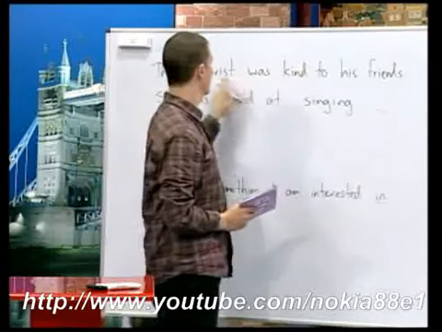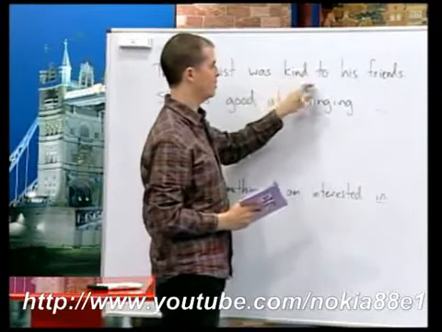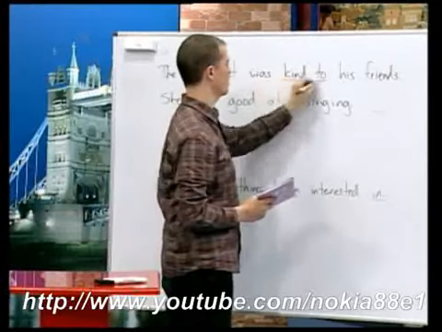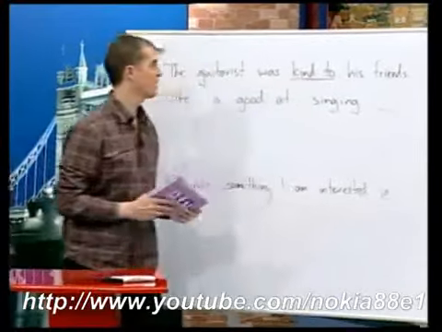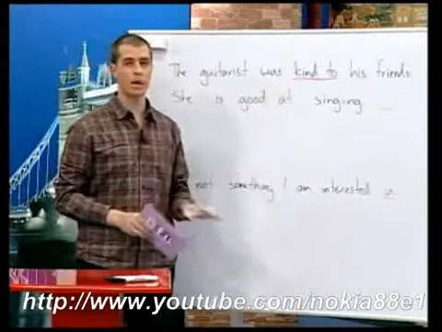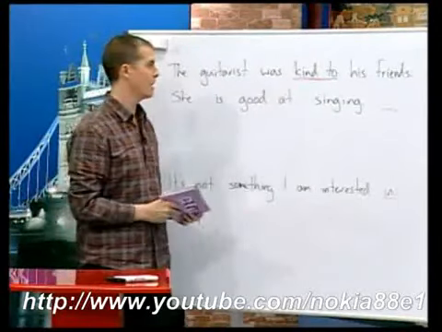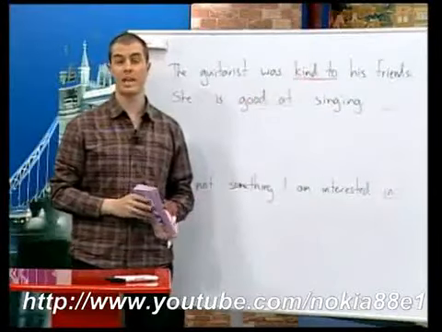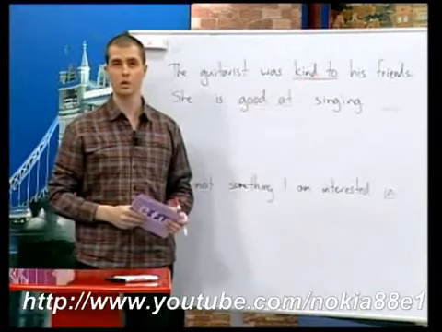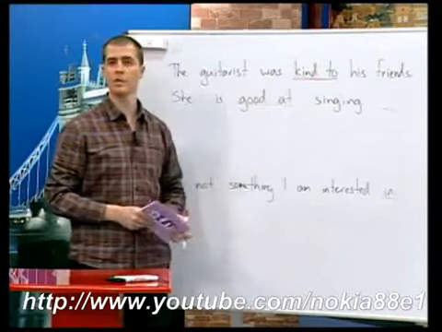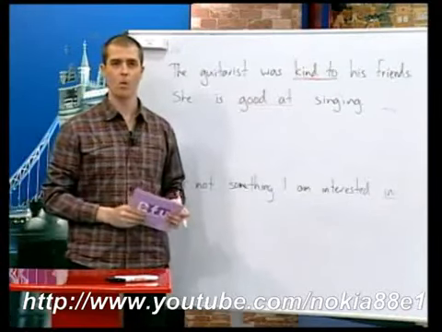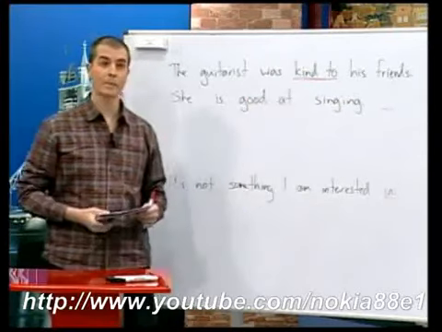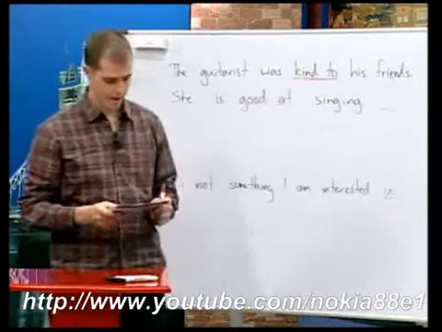What this means is, when we use something was kind to, we always use to with this adjective. The guitarist was kind to, not kind at or kind for, always kind to. And she is good at singing. She can sing well. She is good at singing, not good to singing or good for singing, always good at singing. Well, let's look at prepositions.